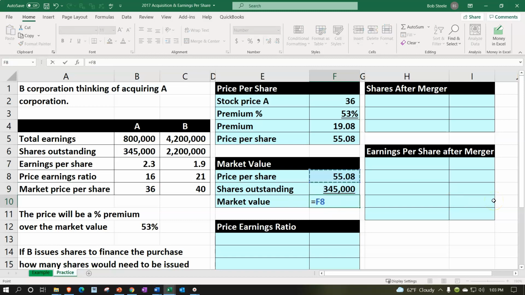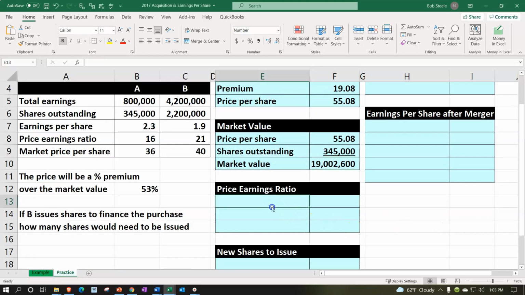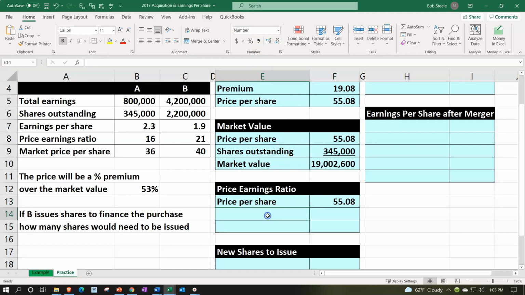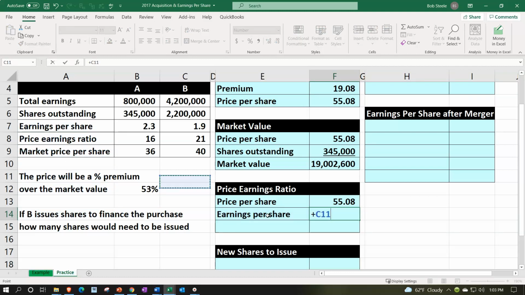That's going to be the 55.08 times the 345,000 shares. That's going to give us our 19,002,600. We have the price earnings ratio that we can calculate, which would be the price per share at the 55, adding a couple decimals, number group, couple decimals, and the earnings per share then at the 2.3. And we're going to go to the number group, add a couple decimals, and let's add one decimal because that's our custom here. Underline in that font group and underline.